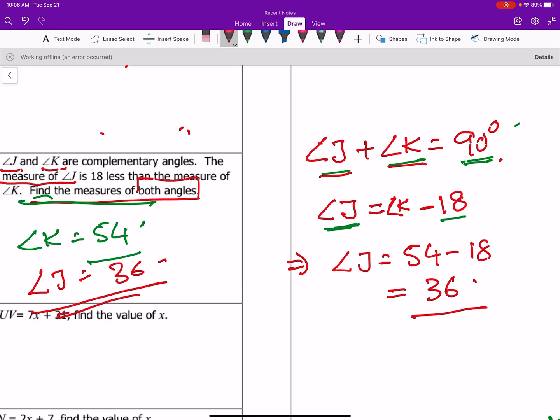But if you want to prove it, you can: my j is 36 and my k is 54. You see, they add up to 90 degrees. That means they are complementary. That means your sum is right.